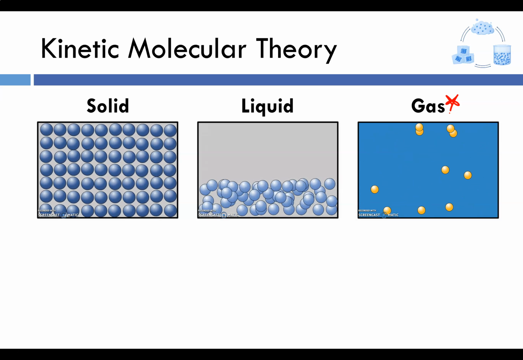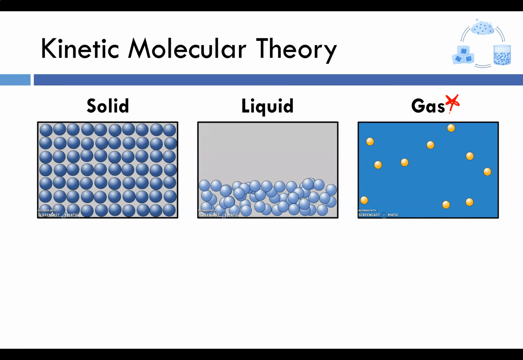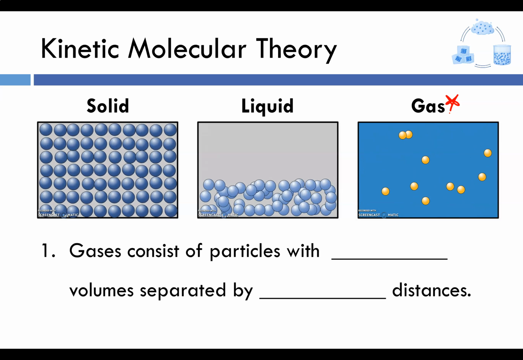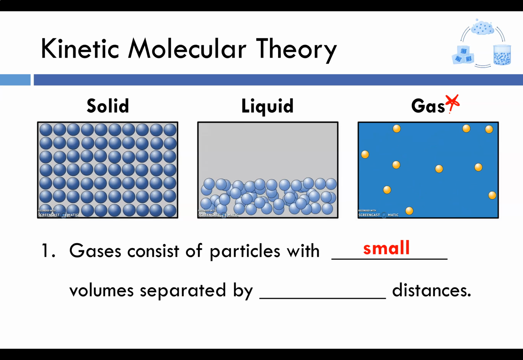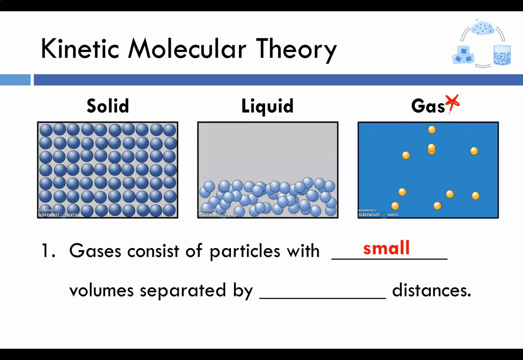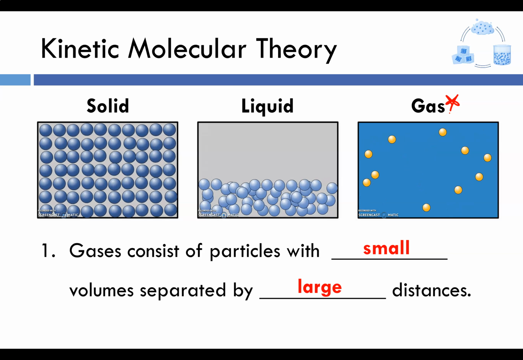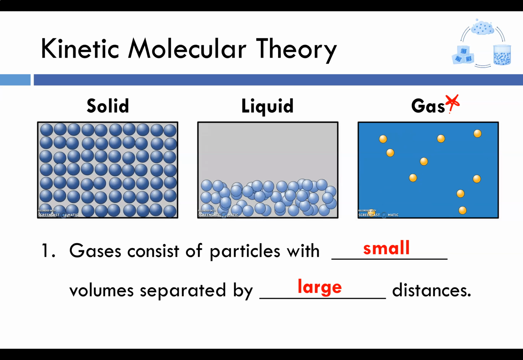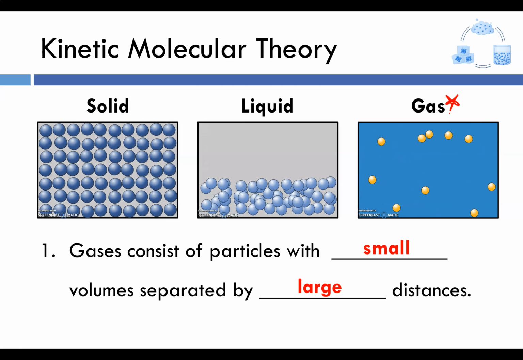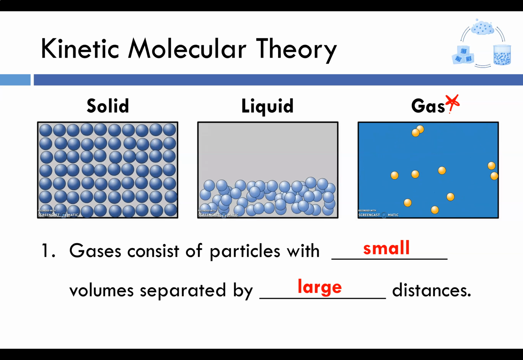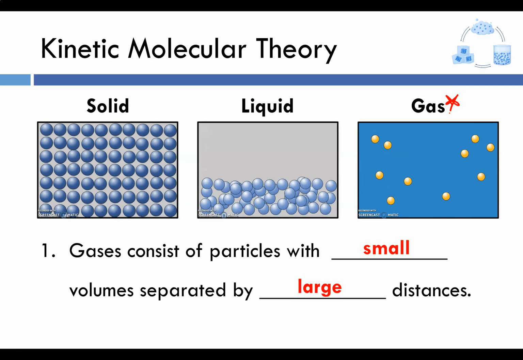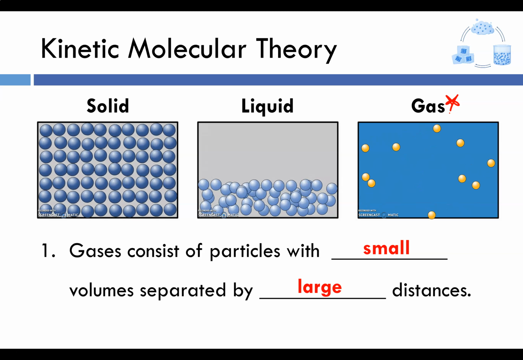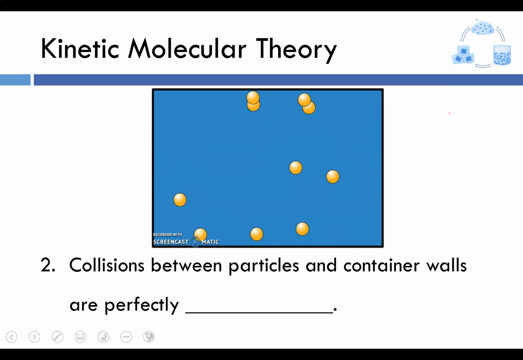What rules are going to determine or kind of dictate ideal gas behavior? So gases consist of particles with small volumes, really, really tiny particles that are separated by large distances. I know the terms small and large aren't very specific. Basically what we mean is the size of the gas particle itself is going to be very small compared to the distance that they're separated by. So that's what we mean with small and large distances. We'll stay focused on gas.